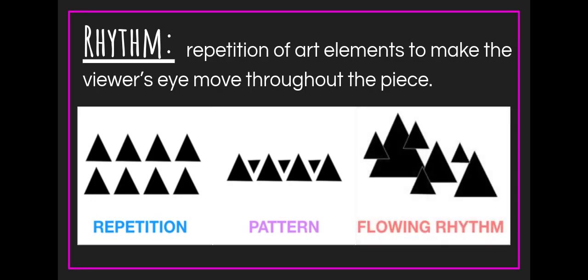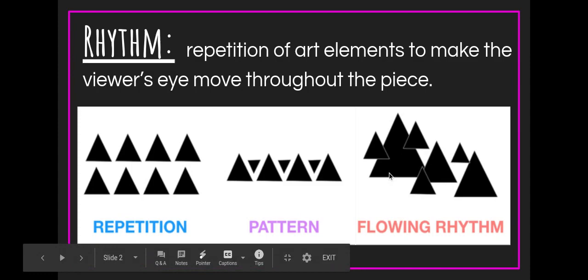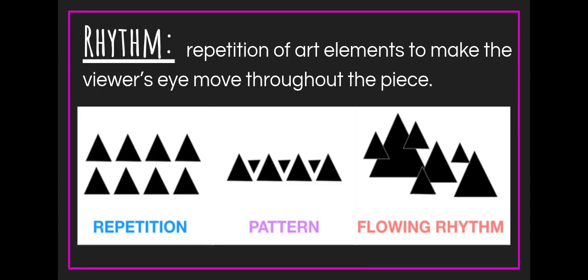And then we have flowing rhythm. When we talk about rhythm, that's when you combine these two things together, repetition and movement. So repeating triangles over and over again, but they're getting bigger and smaller, and we'll talk more specifically about what flowing rhythm means versus other types of rhythm. So repetition is the same thing repeated. Pattern is a set repeated in a predictable way.